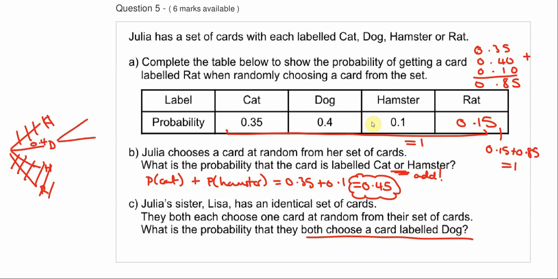And then I would have 4 paths off here. Cat, dog, hamster, rat. But again, we don't care about these. So again, I'm just going to fill in my path for dogs. So this is dog, dog. So I just want that path. Remember, we multiply. So this would be 0.4 times by 0.4, which is 0.16.